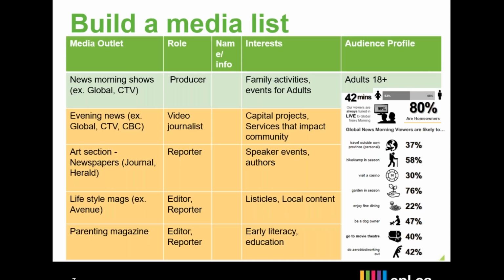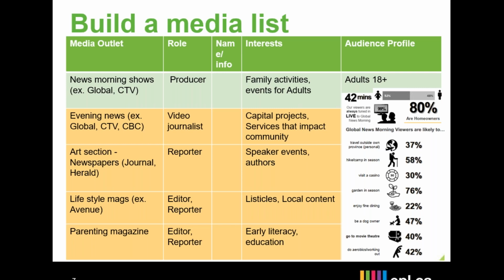Here's what the start of a media list could look like. You can highlight the media outlet, who the person is that you're targeting, their role, interests, and the audience that this media outlet reaches. So for example, the first line is a news morning show, so this can be Global and CTV. Typically, the person that you want to connect with would be the producer. And what are the interests of that segment? Family activities and events for adults.